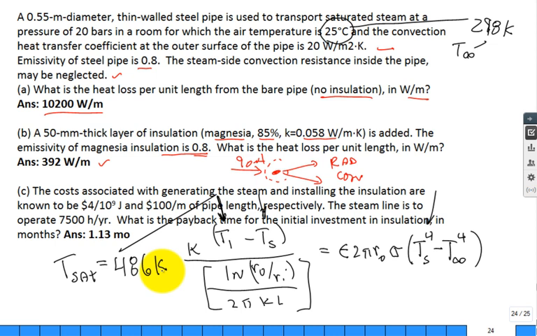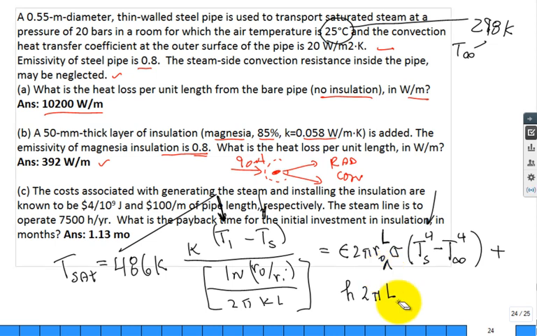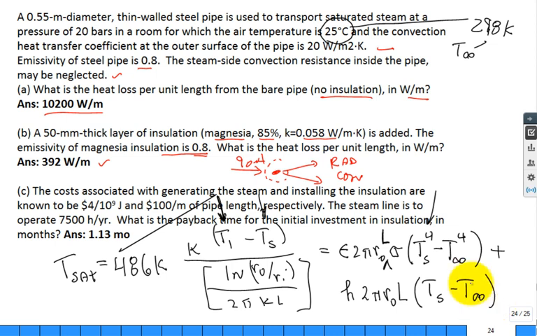Okay. Then we're going to add our H times 2 pi. Again, I left out my L. Put the L right there. Just the unit length. 2 pi R naught L, times the temperature surface minus T infinity. Again, I need every term to be in Kelvin. I can't mix degree C and Kelvin in one equation. Now I need to solve for that unknown Ts.